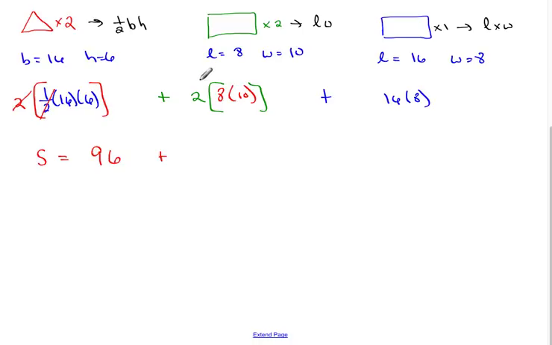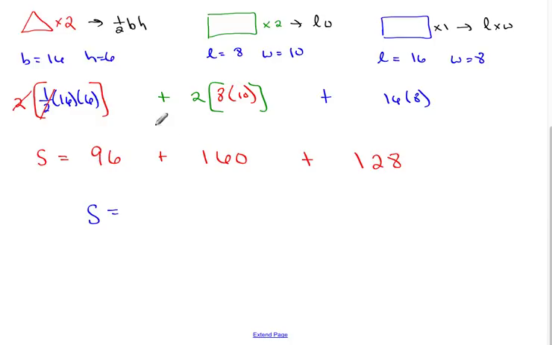96. Plus, then I have 2 times 8 times 10. 2 times 8 is 16. 16 times 10 is 160. And lastly, I have 16 times 8. And that gives me 128. And then, one last piece.